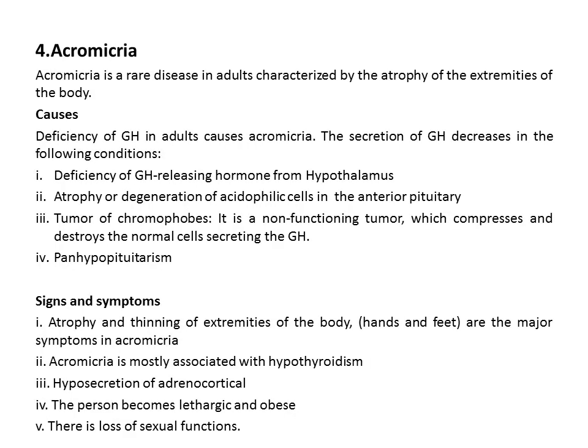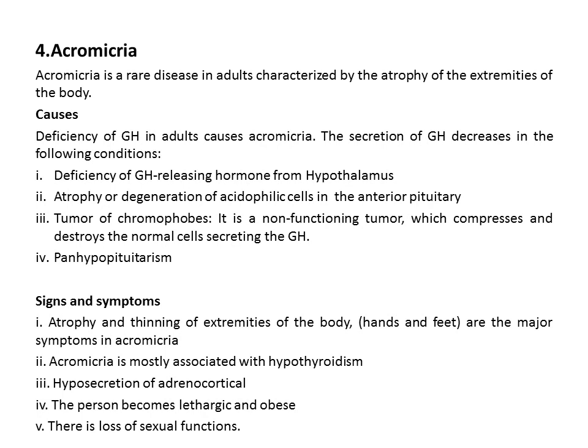Acromicria. Acromicria is a rare disease in adults characterized by the atrophy of the extremities of the body. Causes: deficiency of growth hormone in adults causes acromicria. The secretion of growth hormone decreases by: first, deficiency of growth hormone releasing hormone from hypothalamus; second, atrophy or degeneration of acidophilic cells in the anterior pituitary; third, tumor of chromophobes; and fourth, panhypopituitarism. Signs and symptoms: atrophy and thinning of extremities of the body are the major symptoms in acromicria.